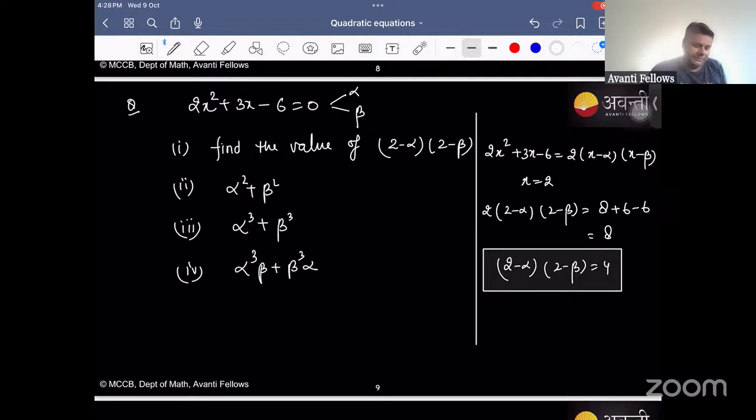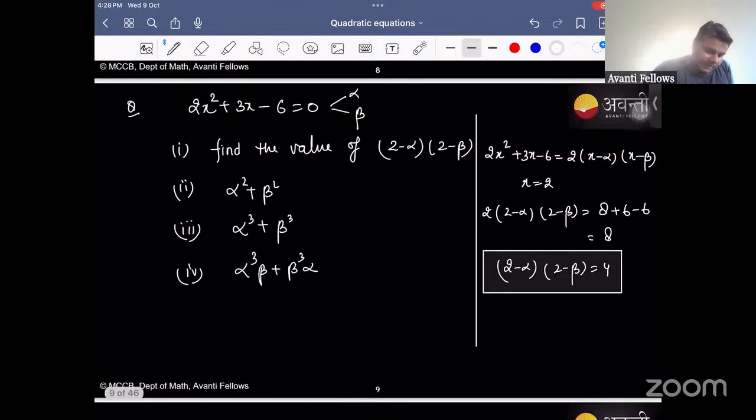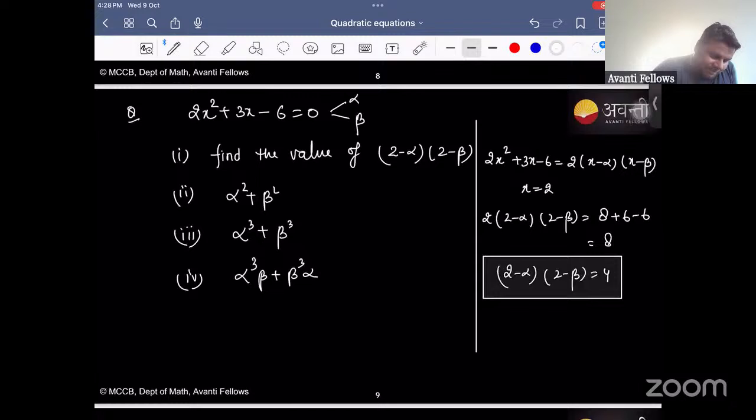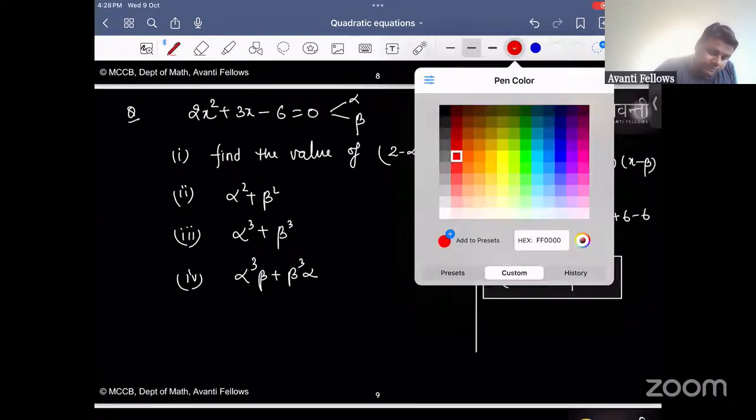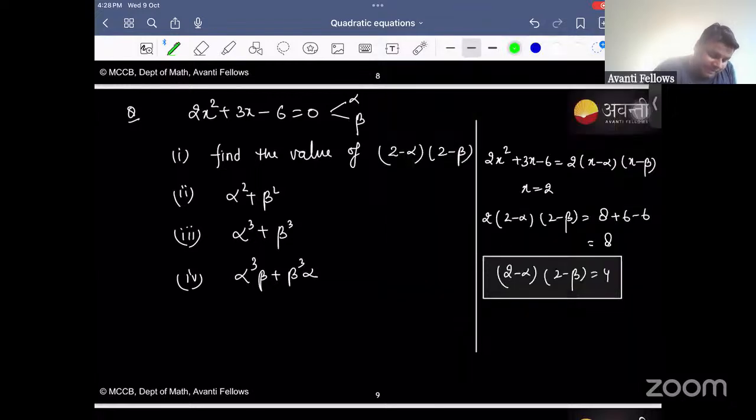Now, in the second question, they're asking for alpha square plus beta square. So this alpha square plus beta square is (alpha plus beta) whole square minus 2 alpha beta. Now you have sum of roots, that is minus 3 by 2. You have product of roots, that is minus 3. So (minus 3 by 2) whole square minus 2 times minus 3. You got the roots?